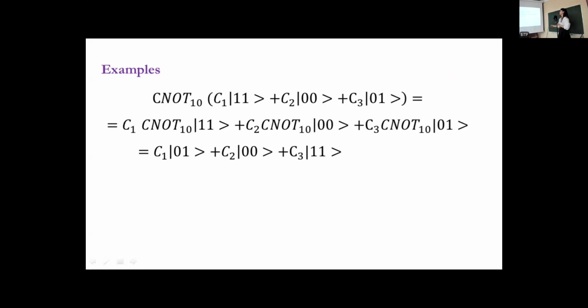So if the second qubit is in the state 1, the state of the first qubit has to be changed to the opposite. So the NOT operator acts on this state. After the action of the controlled NOT operator on this state, we have 0, 1. And here we have just 0, 0. And here we have 1, 1, because the second qubit is in the state 1.